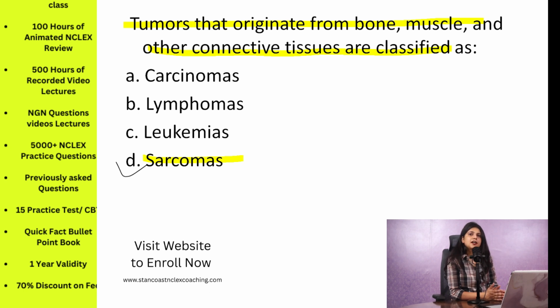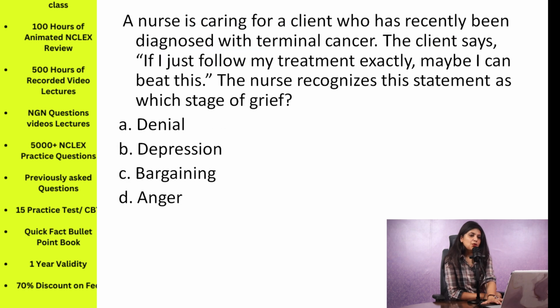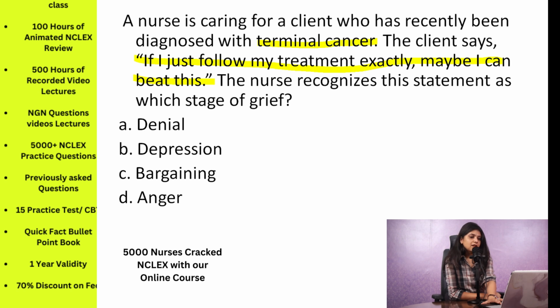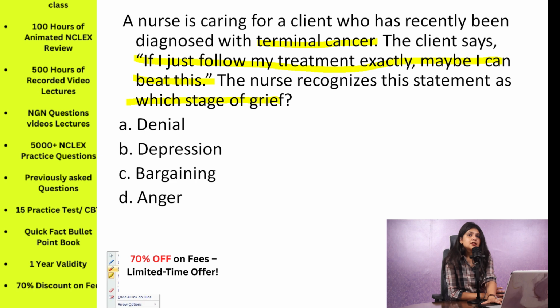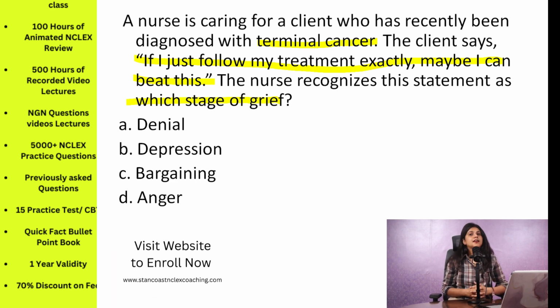Here comes another high-yield NCLEX-style question. A nurse is caring for a client who has recently been diagnosed with terminal cancer. The client says, "If I just follow my treatment exactly, maybe I can beat this." The nurse recognizes this statement as which stage of grief? A. Denial. B. Depression. C. Bargaining. D. Anger. Answer: C.